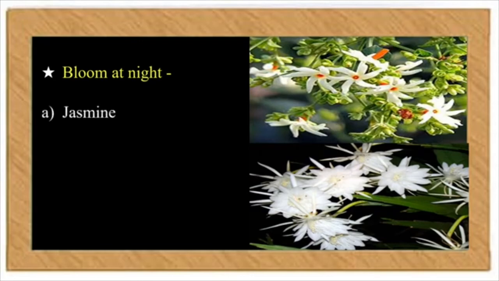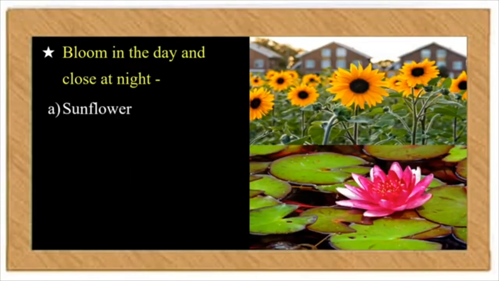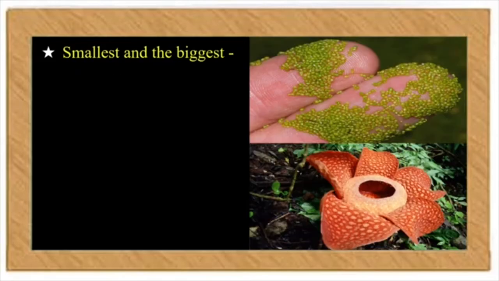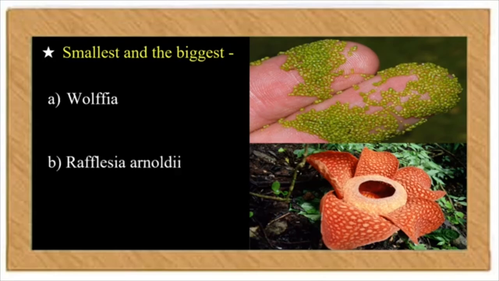Interestingly, jasmine and night queen are flowers which bloom at night, while sunflower and lotus bloom during the day and close at night. The smallest known flower is Wolffia, while the largest or the biggest flower is Rafflesia arnoldii.